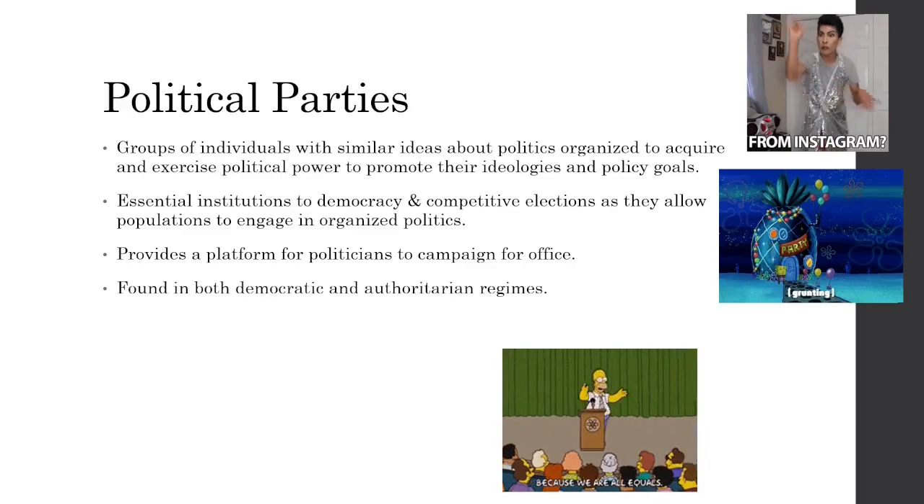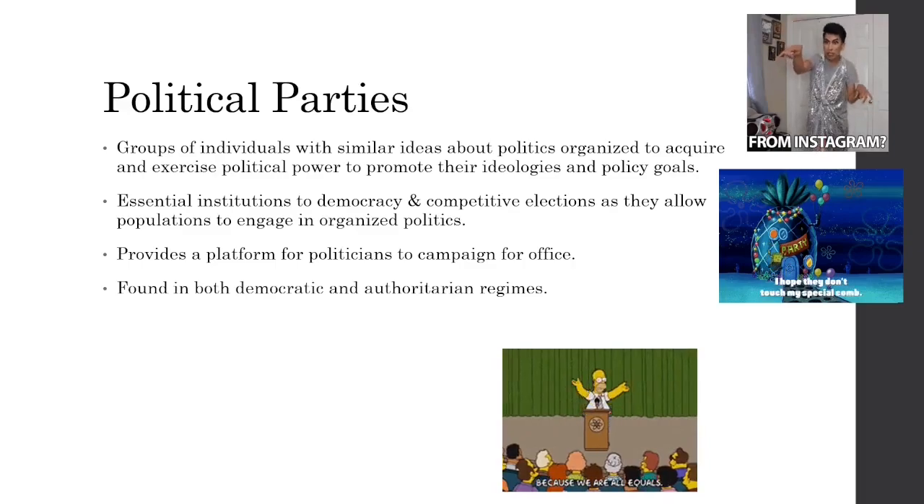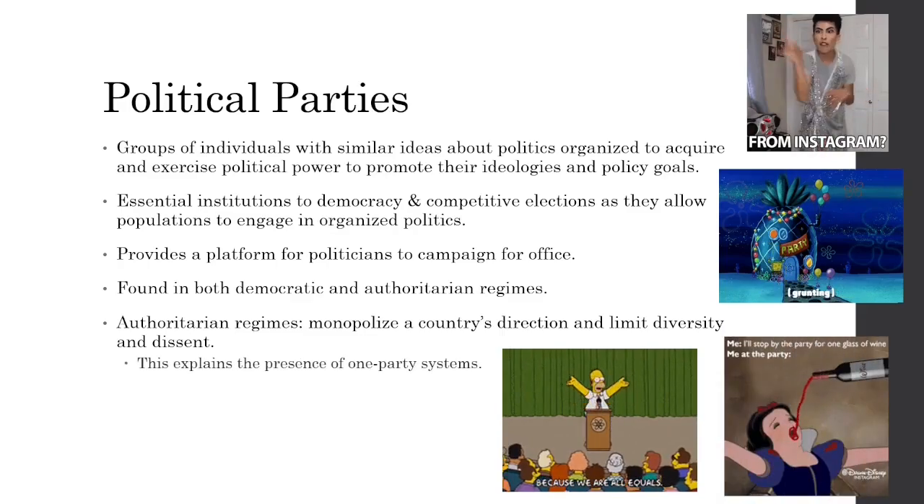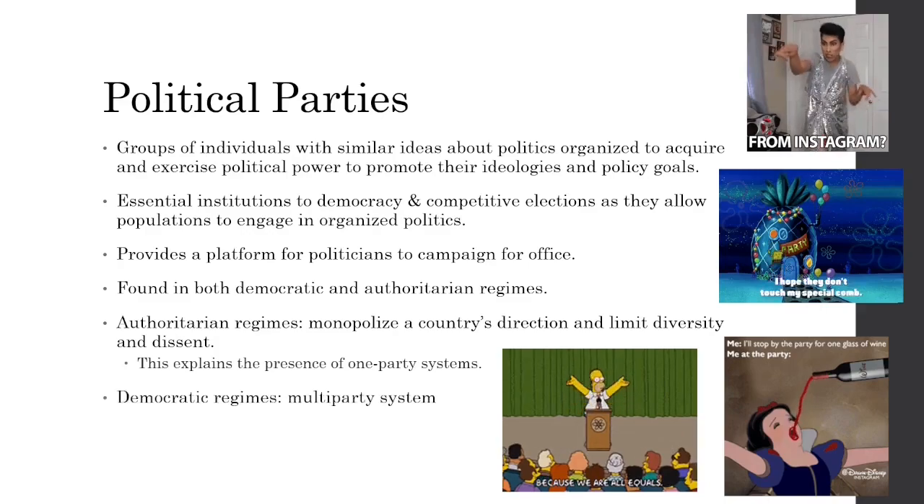So they are found in both democratic and authoritarian regimes. While they, for the most part, can promote democracy, they can also promote authoritarianism. And we'll see how. You probably already know how. Authoritarian regimes can use them to monopolize a country's direction and limit diversity and dissent. They can have political parties, but they can have a majority political party, a dominating political party, or where there's only one party able to have power, China. And this explains the presence of one-party systems. Democratic regimes promote multi-party systems with competition.